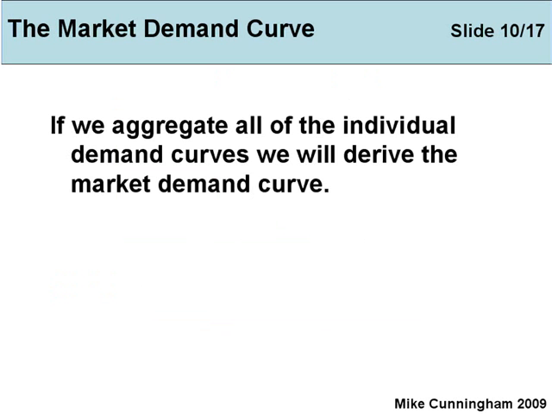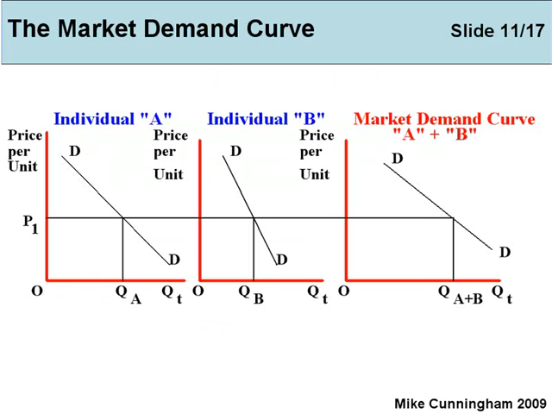Let's see how that happens. Here we've got two demand curves, the demand curve for individual A and the demand curve for individual B. A could be me, and this could be you. So at P1, my demand will be QA. At P1, your demand could be QB. Now, if there are only two of us in the market, then at P1, our combined demand will be QA plus QB, which is over here. So that's how we get the market demand curve. We simply add the individual demand curves horizontally, and that gives us the market.